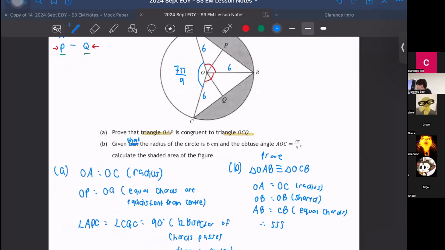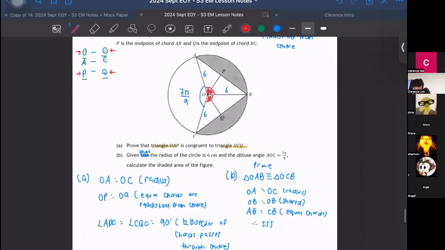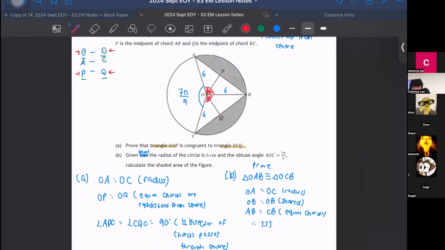Okay, so I want to prove that they are congruent so that you can safely conclude that the angle here in red is equal to the angle here in red as well. So from here, you're able to find, I'll put my working at the top for part B, angle AOB is equal to (2π − 7π/9) divided by 2. Why 2π? Because angles at a point is 360. So you subtract away 7π/9, divide by 2, you will get one of it. And this will give you 11π/18. Reason being angles at a point.